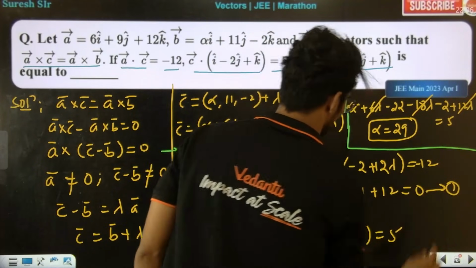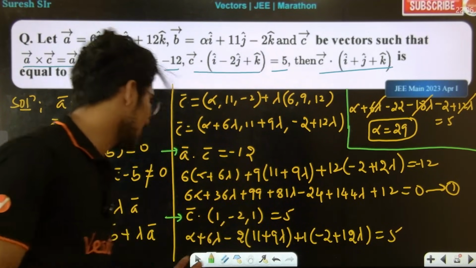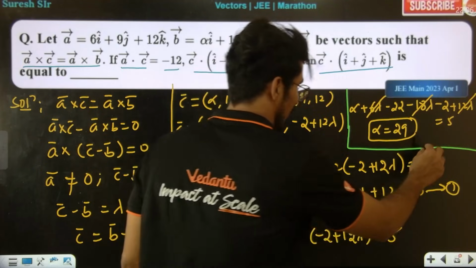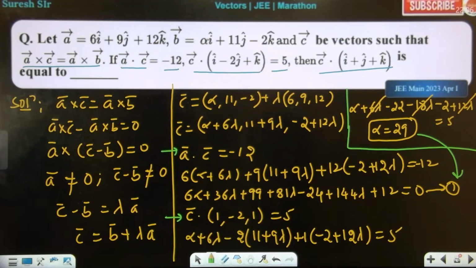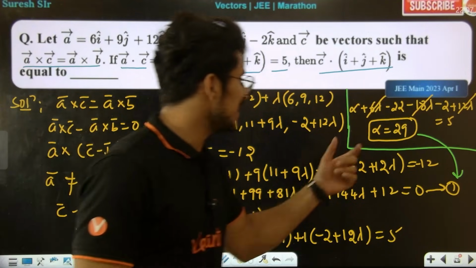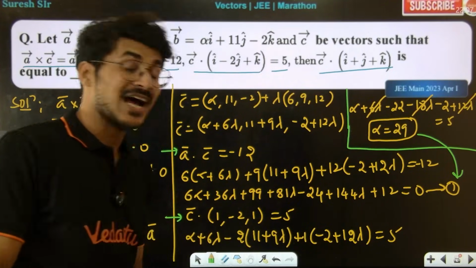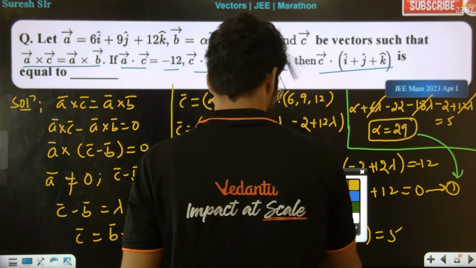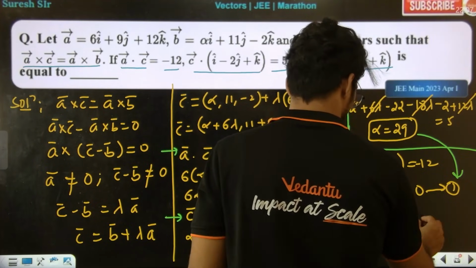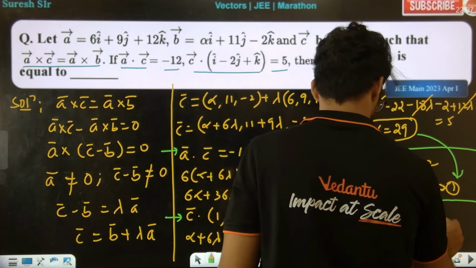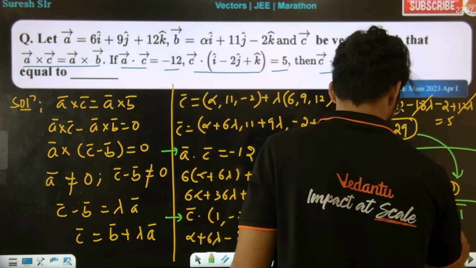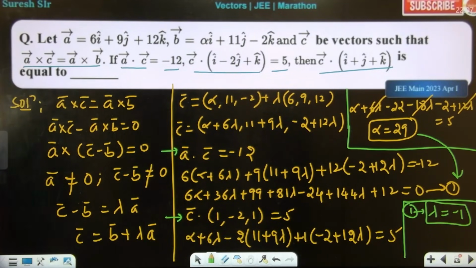Now tell me, alpha value 29. If I put the alpha value in equation number 1, I will end up getting the lambda value. So guys, do that carefully. If I substitute this alpha value in equation number 1, I get the lambda value. From the first equation, lambda value will be minus 1. You have to be careful.